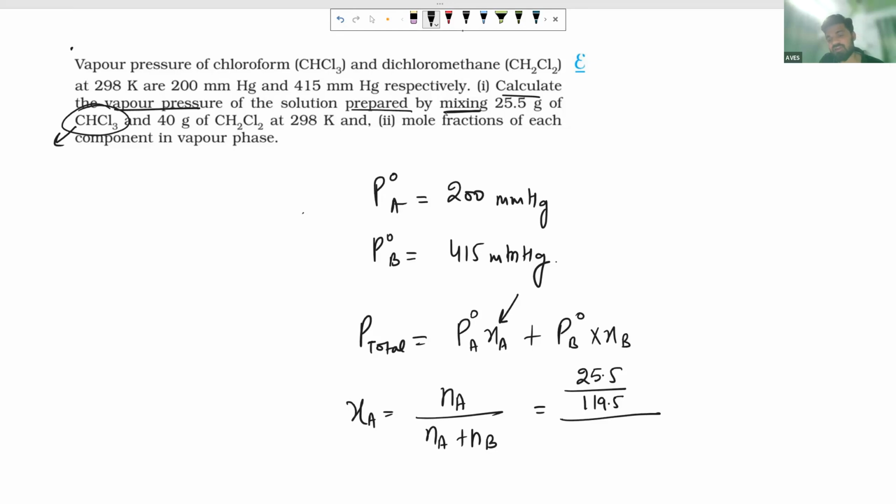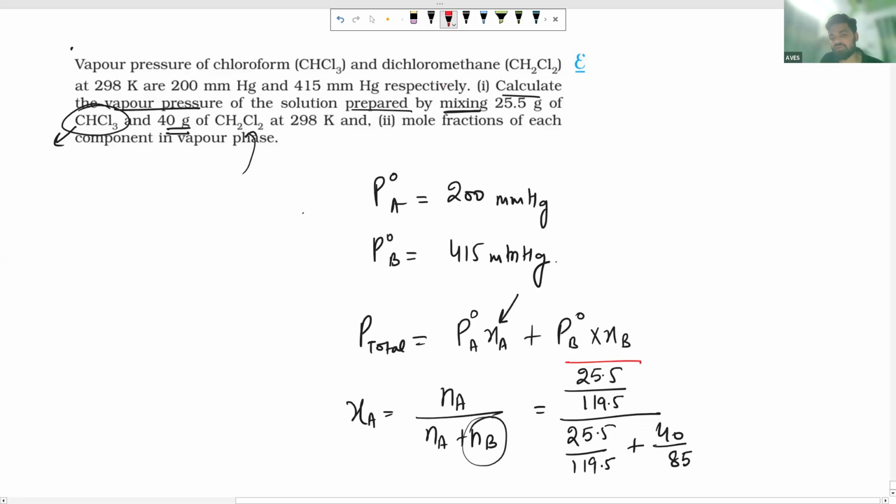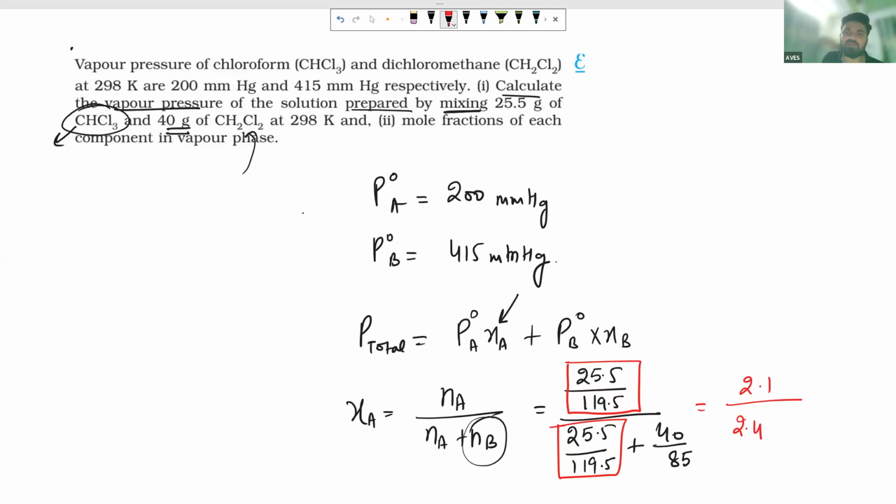And when you divide it, 25.5 upon 119.5, plus the number of moles of B. So how will you calculate the number of moles of B? Given mass of B, that is 40, upon the molecular mass of B. What is the molecular mass of B? You find this is 85. Okay. So when you solve this value, you will get 2.1 approx. When you solve the other value, you will again get 2.1 approx. It's the same.